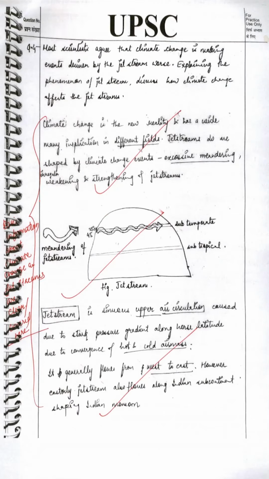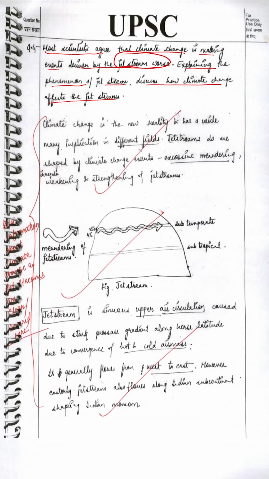Moving to the next question. The question being asked is: most scientists agree that climate change is making events driven by the jet stream worse. Explain the phenomenon of jet stream and discuss how climate change affects the jet stream. Now here we have two important aspects. First thing is, climate change is making events driven by the jet stream worse.